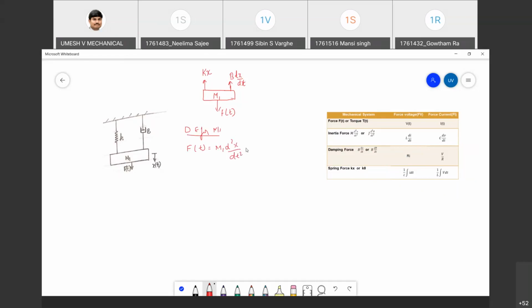x is the displacement. What is the differential equation for the damper? Look at your free body diagram: B dx by dt. What is the spring force differential equation? Kx. So this is our right differential equation for the given mechanical system. Now I have taken only one mass. What are the elements connected to the mass? I mentioned them in the free body diagram. Just equate all the equations. Apply Newton's law: f of t is equal to the mass force, damping force, and spring force.